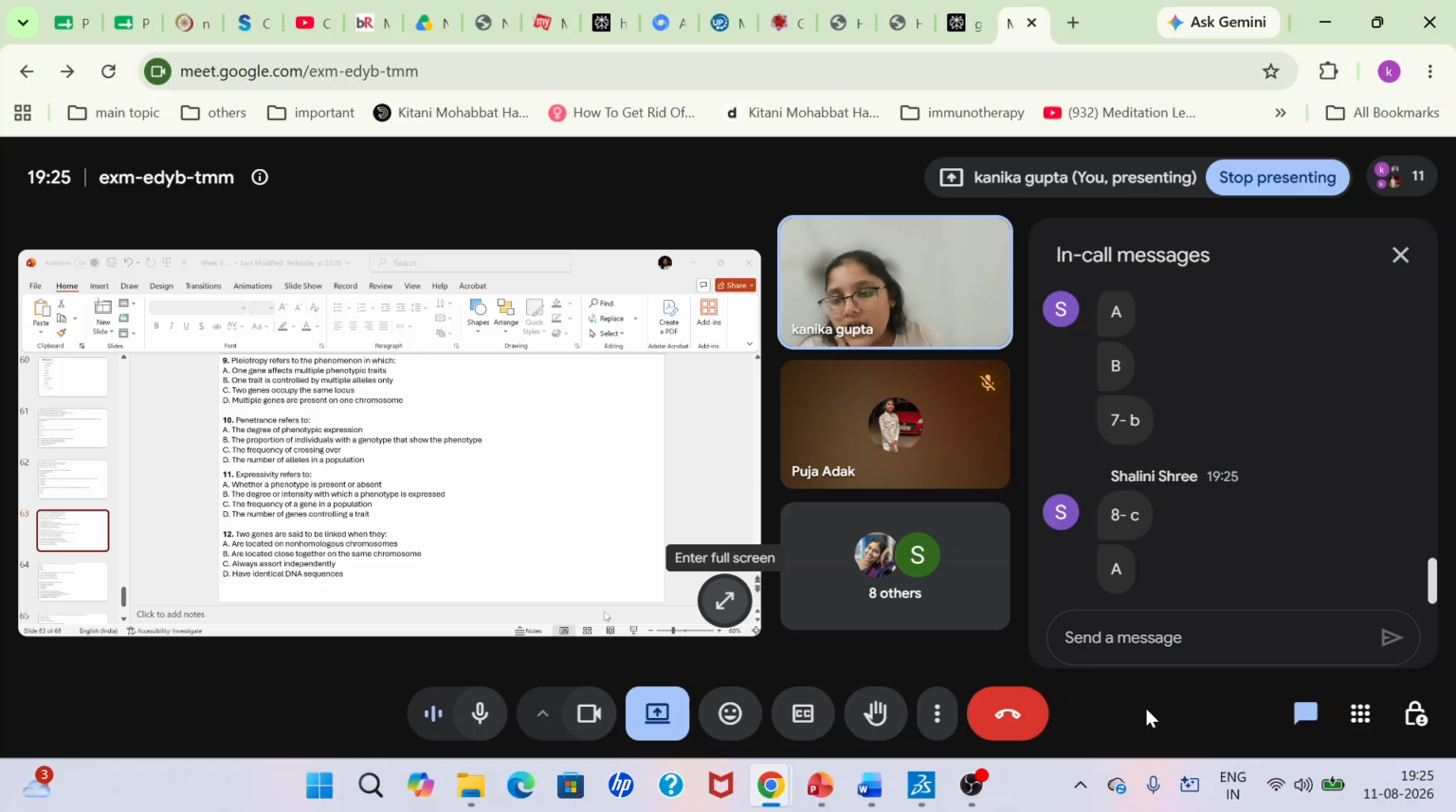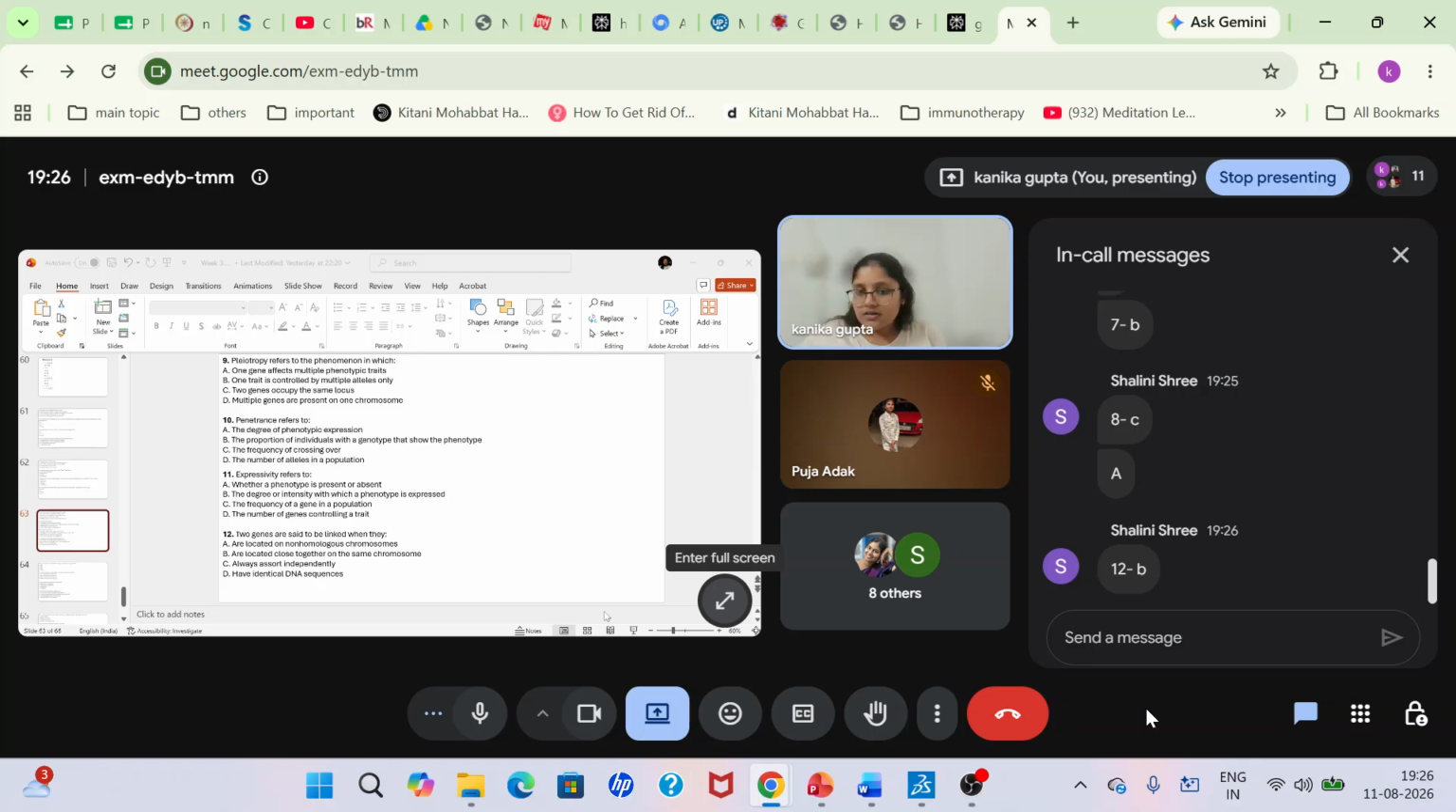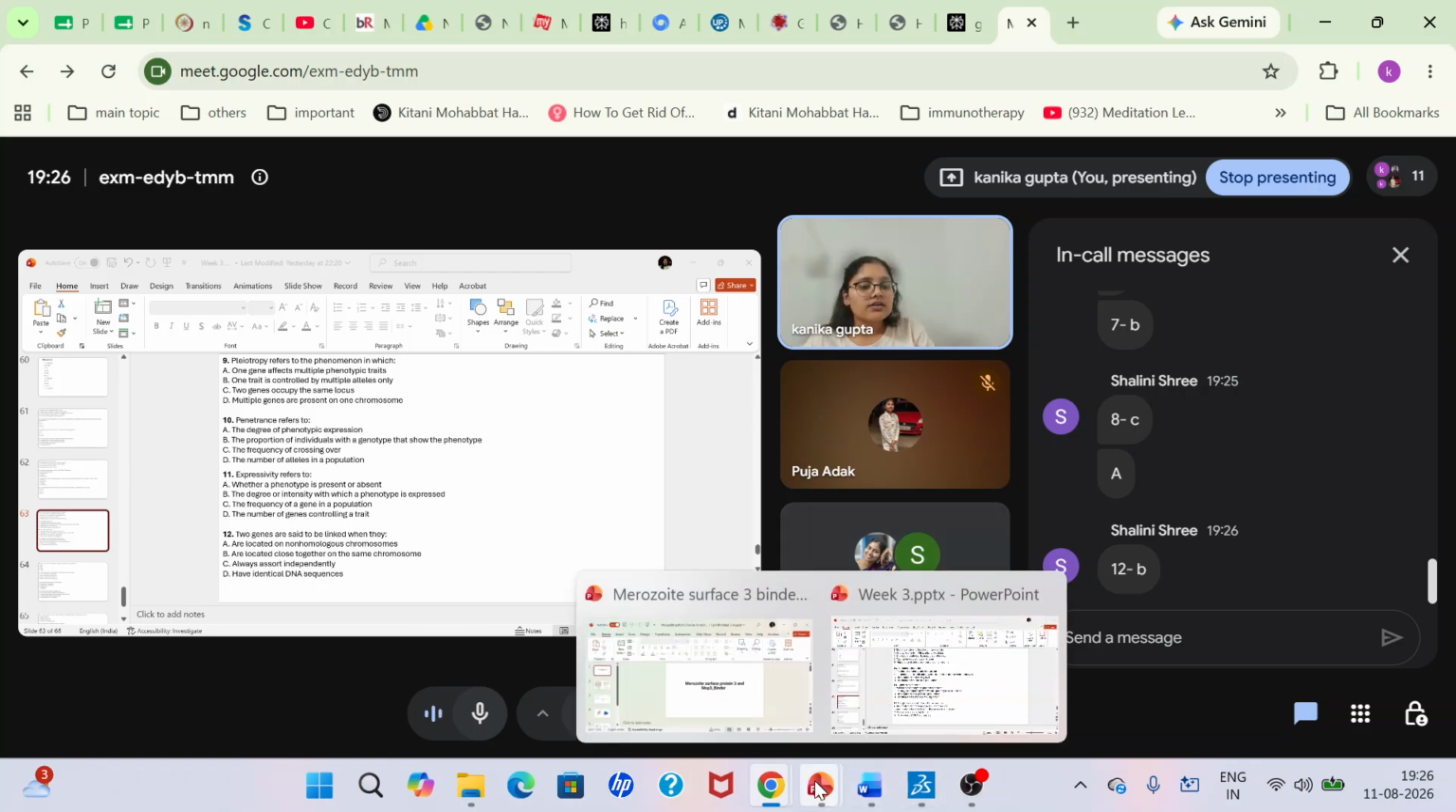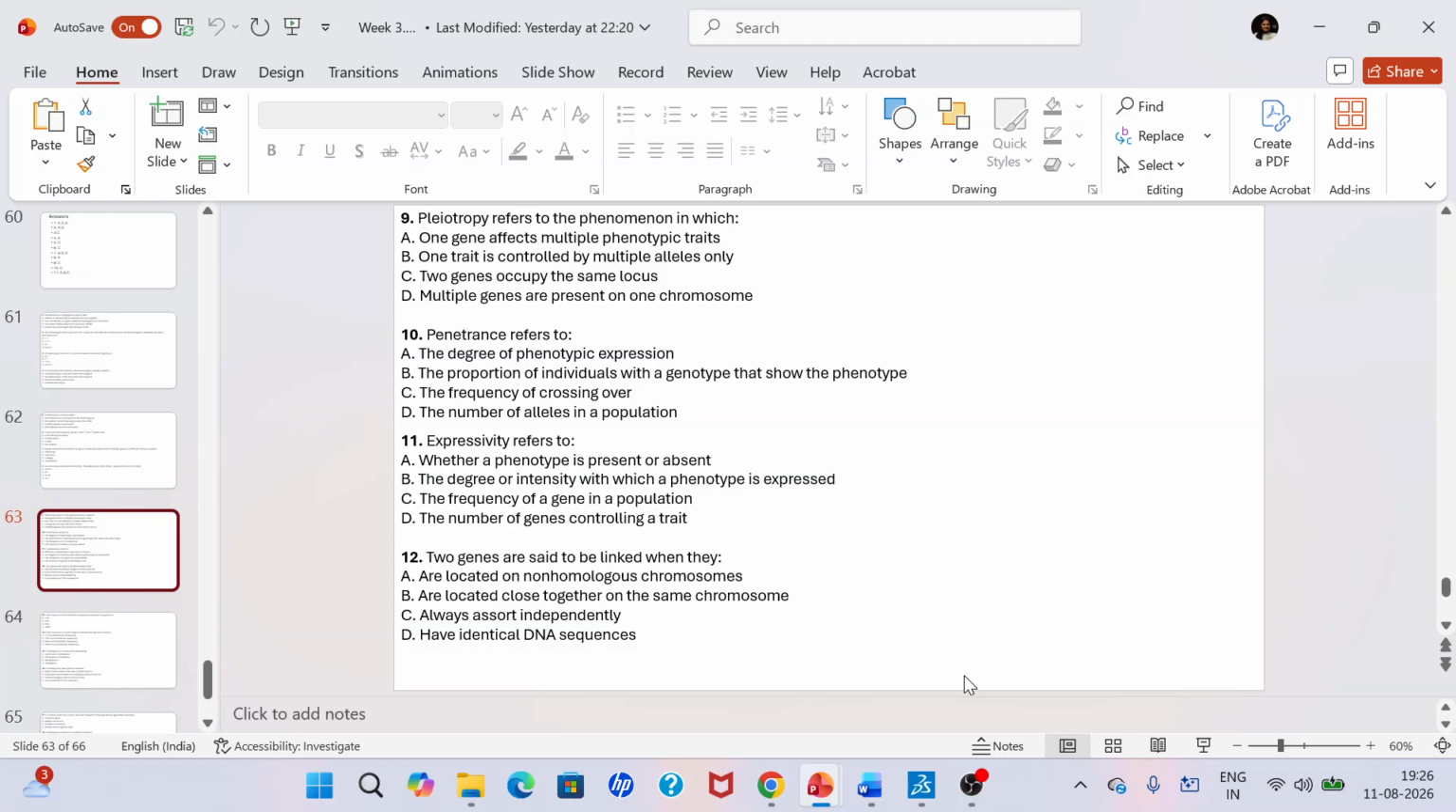So two genes are said to be linked when they, question number 12 we are talking about, when they are located close together on the same chromosome. Okay, when they are located close together on the same chromosome.